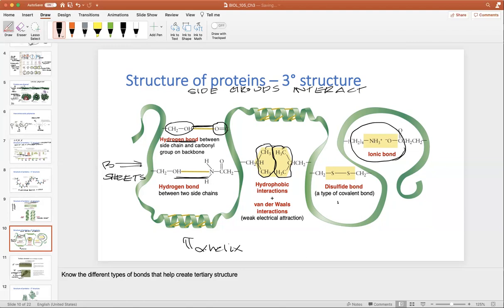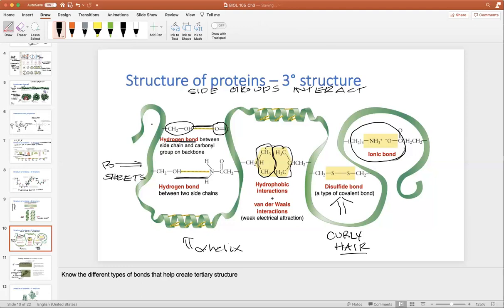Here is something that we haven't talked about. This is actually a covalent bond called a disulfide bond. And it's just another interaction between the R side groups on your amino acids. This is actually what causes you to have curly or straight hair. If you have a lot of disulfide bonds in the keratin of your hair, guess what? You have curly hair, okay?